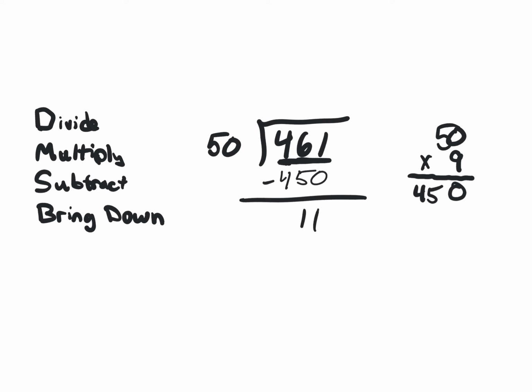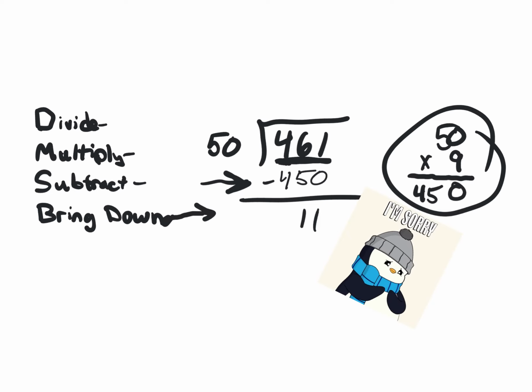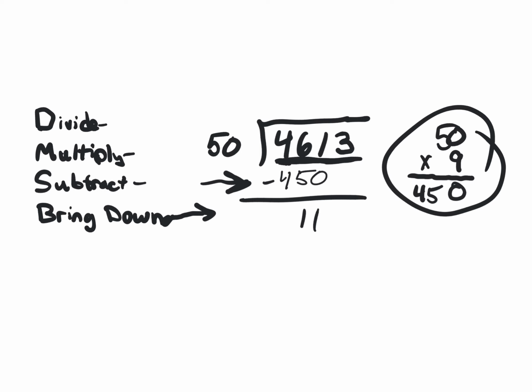So our divide step was 50 going into 461. Our multiply step was right here with guess and check. Our subtract step happens right here. And our bring down step, well, this wasn't the best problem to show for bring down. But what we could do right now, let's just add to our dividend another place value here. And we'll just act like it was 4,613. So after we subtract it, we got 11. Bring down, what do we bring down? Correct, we bring down this 3. And that's going to go right next to the 11.